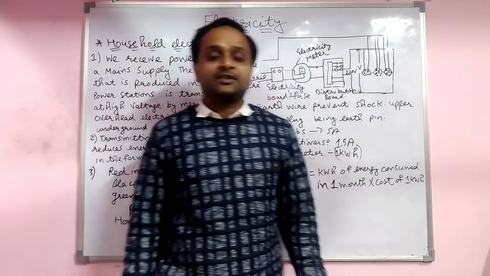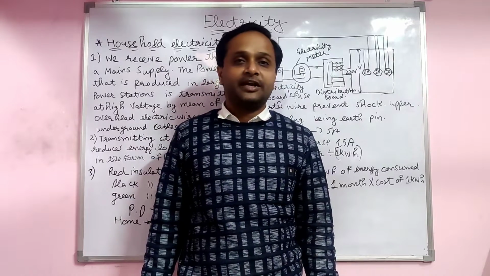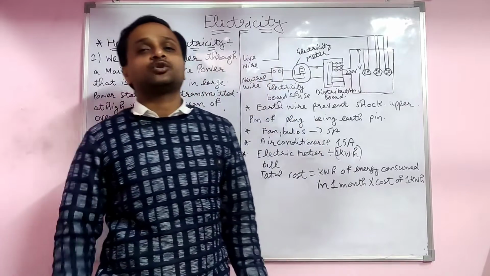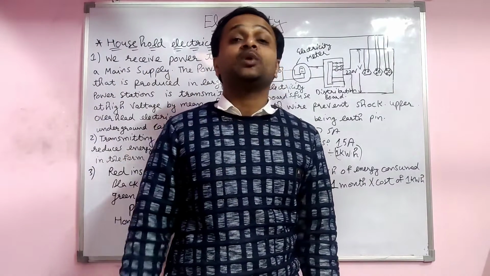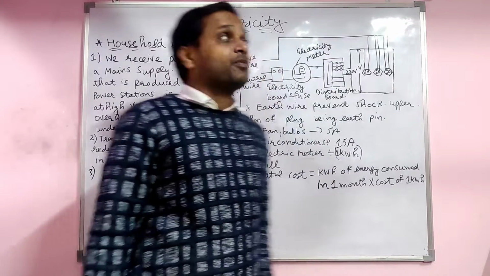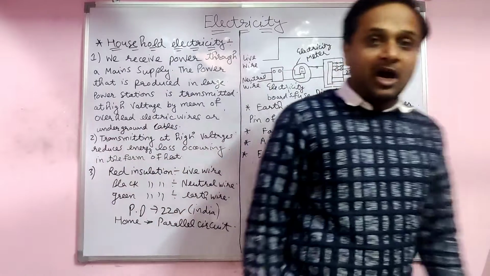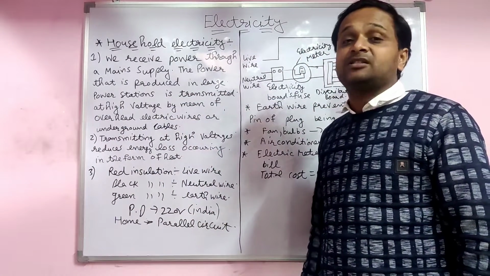Good morning, students. In the last lecture, I already explained about electric circuits. Circuits are divided into two kinds: open circuit and closed circuit, and conductor and insulator. But in this lecture, I will discuss household electricity. In our house, which type of circuit is there?